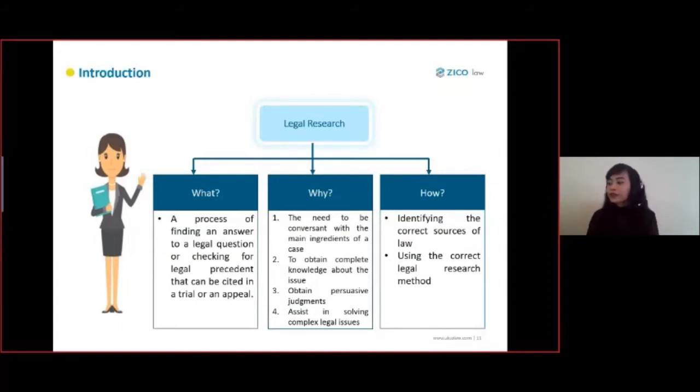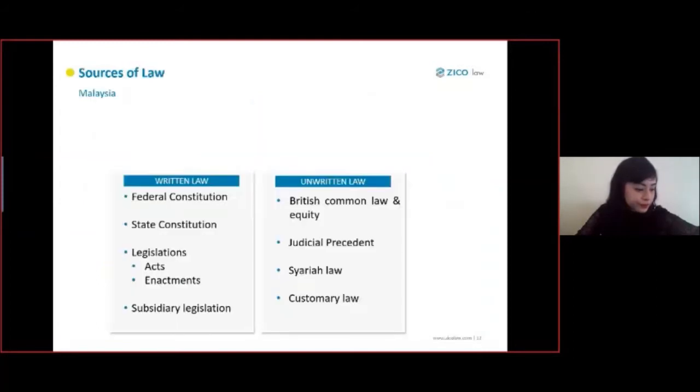All right? Okay, so how do you conduct a legal research? First, you need to identify the correct sources of law, and second, you need to use the correct legal method. Now, there is no correct legal method. I mean, essentially, it's up to you what's comfortable to you. But this is just something that I found that has worked for me. So I think we can go on to the next slide. Okay, next again.